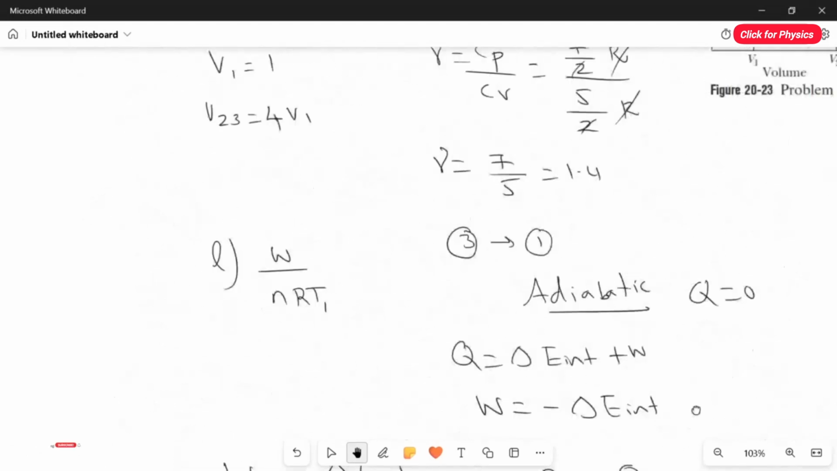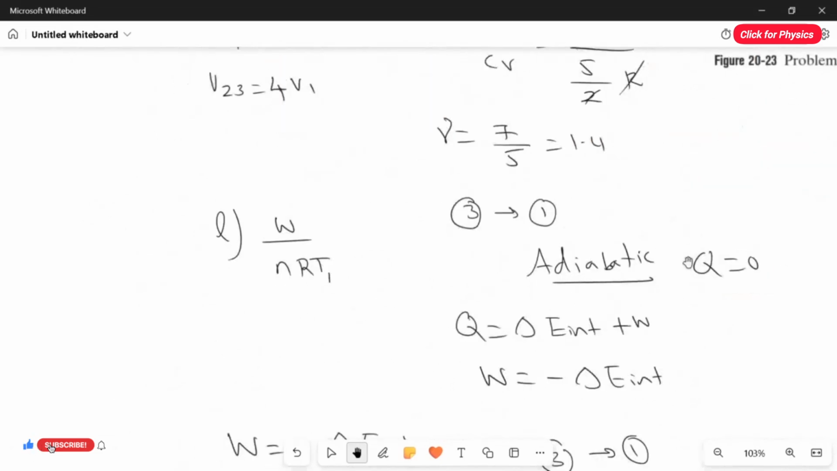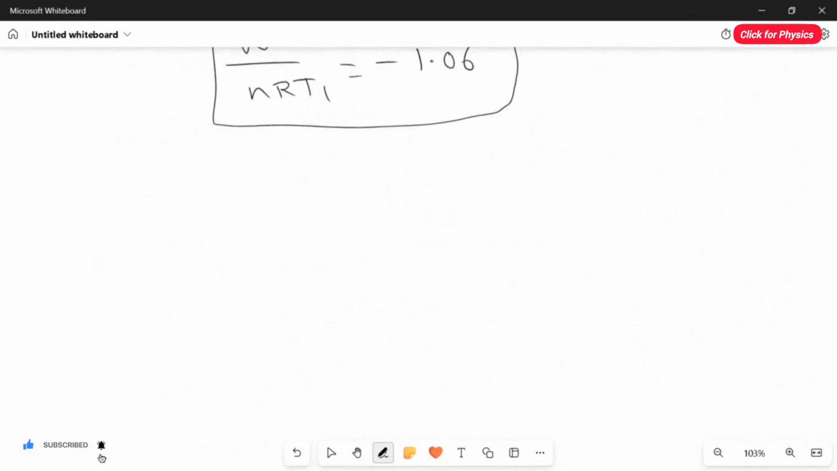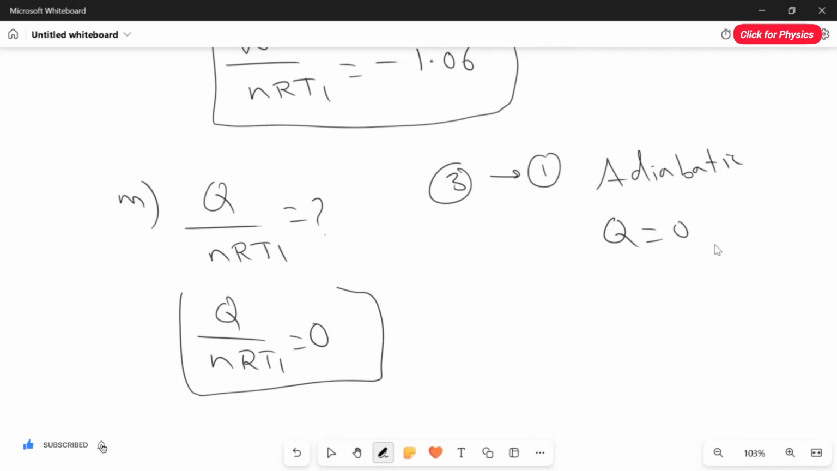So what do they ask in question M? Let's go back to the question. In part M, we are going to find Q over nRT1. We are going to find it for the path 3 to 1, which refers to adiabatic. What is adiabatic? Q equal to 0. So here we are going to find Q over nRT1. The Q is already equal to 0, right? So that means the answer for Q over nRT1 is also equal to 0. Clear?